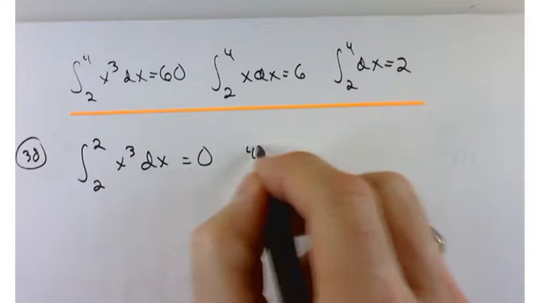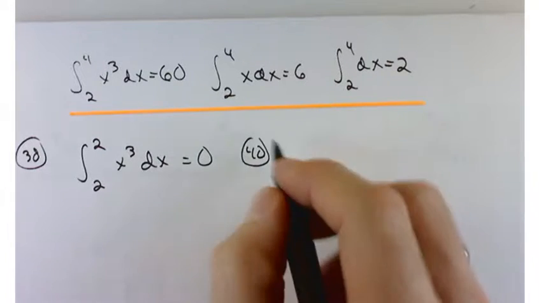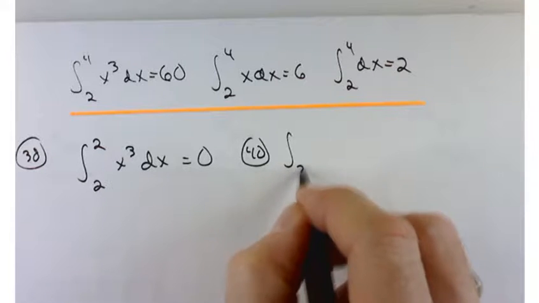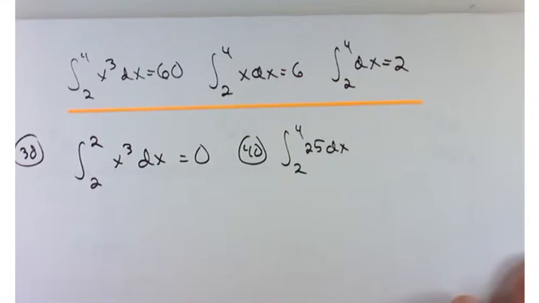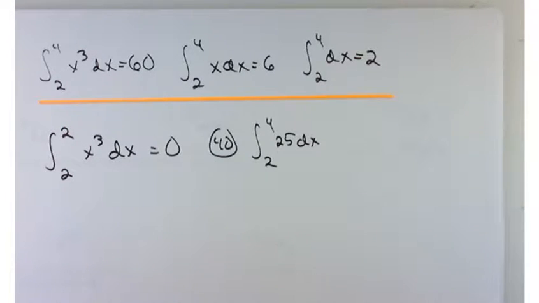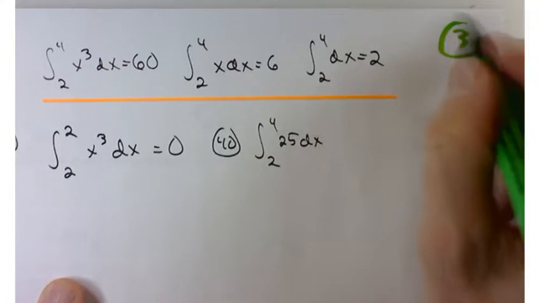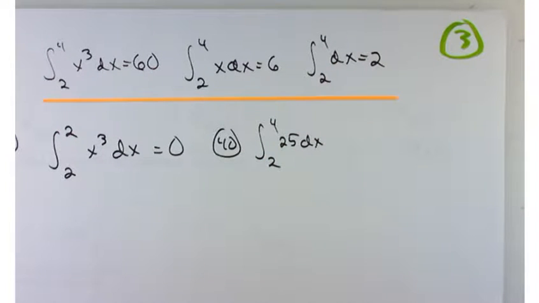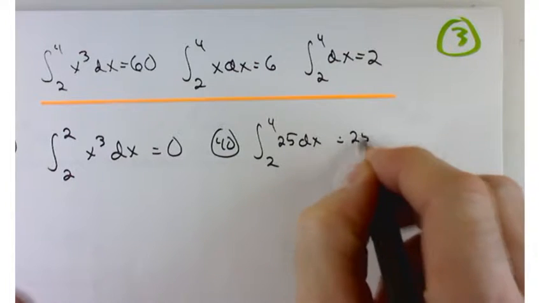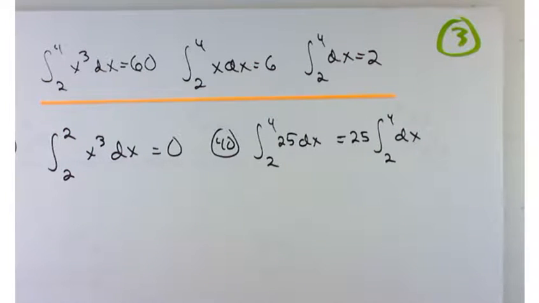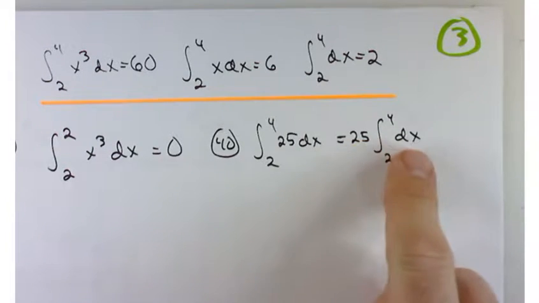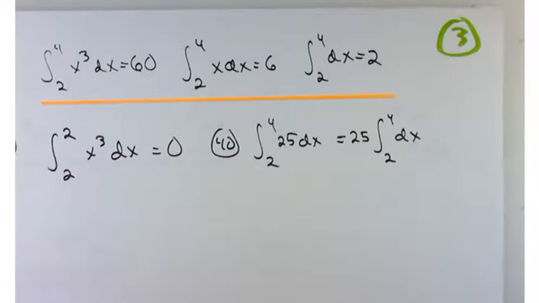Let's try problem number 40. And here we're going to start using some of what we have up above. The integral from 2 to 4 of 25 dx. Well, just like its cousin, the indefinite integral, the definite integral has linearity properties, meaning I can factor out a constant like this. So this is the same as 25 times the integral from 2 to 4 of dx. I can factor this out because it's independent of the variable here. It doesn't depend on x. So we'll factor that out.